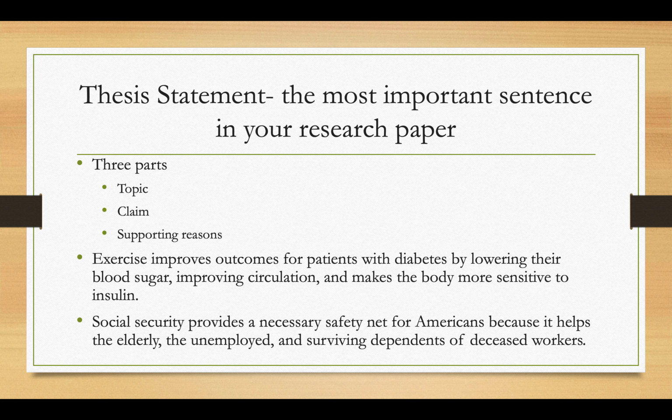Another thesis statement: Social Security provides a necessary safety net for Americans because it helps the elderly, the unemployed, and surviving dependents of deceased workers. So again, our topic is Social Security. Our argument is that it provides a necessary safety net, and then we have our 3 supporting reasons.